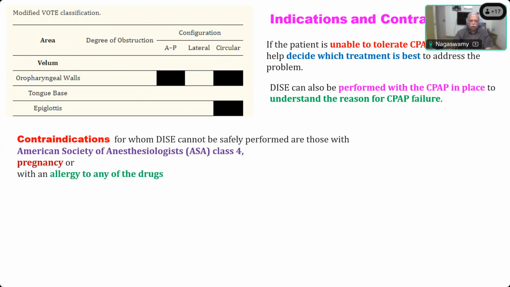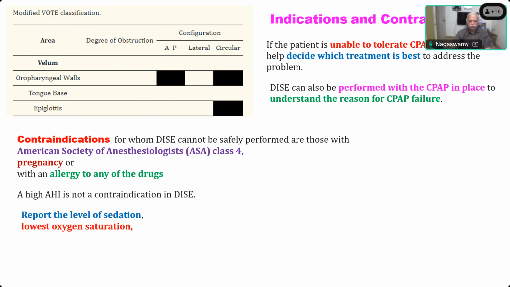And the contraindications for DISE are American Society of Anesthesiologists class 4 patients, or patients who are pregnant, or patients who have any allergy to the drugs which we are going to use for sedation. They are all contraindicated. A high apnea hypopnea index is not a contraindication in DISE. So you can go ahead and do that.